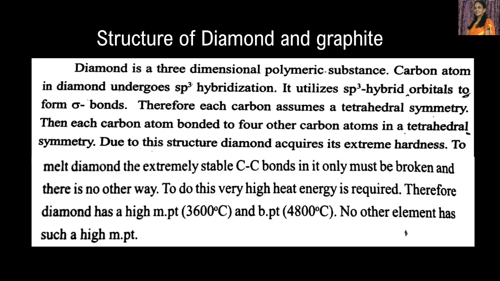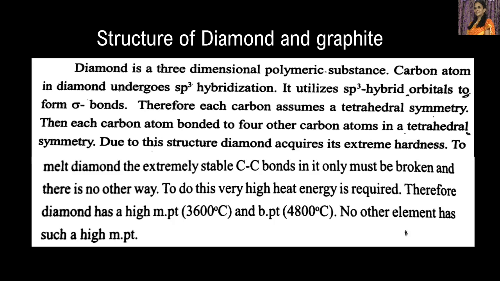So we know here hybridization dictates the geometry of the molecule. As sp3 hybridization is present in diamond, the molecule should exhibit tetrahedral symmetry or tetrahedral structure. So here each carbon atom is bonded to four other carbon atoms in tetrahedral symmetry.